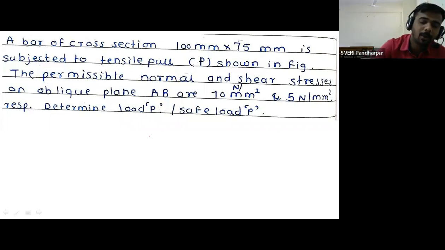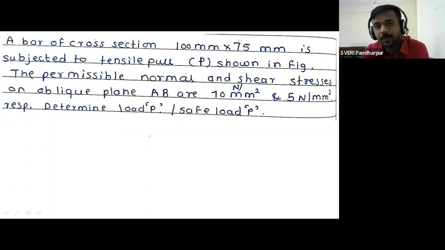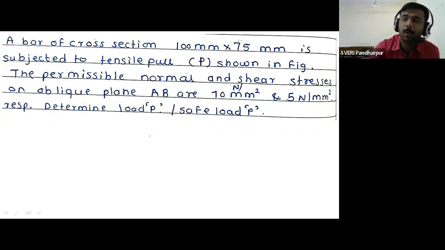So the third problem is there in front of you. In the previous lecture, what are the 2 problems we solved? In that, 2 varieties are there. In problem number 1, the value of sigma x and the value of theta, that is the inclination of the inclined plane, is given, and we calculated the normal and the tangential stress.